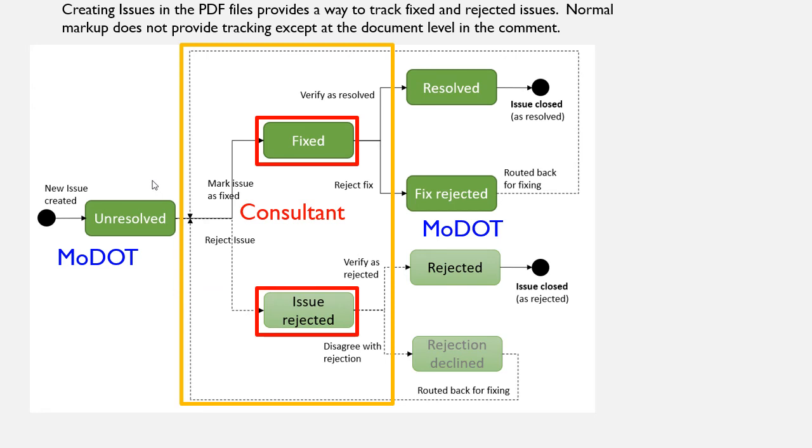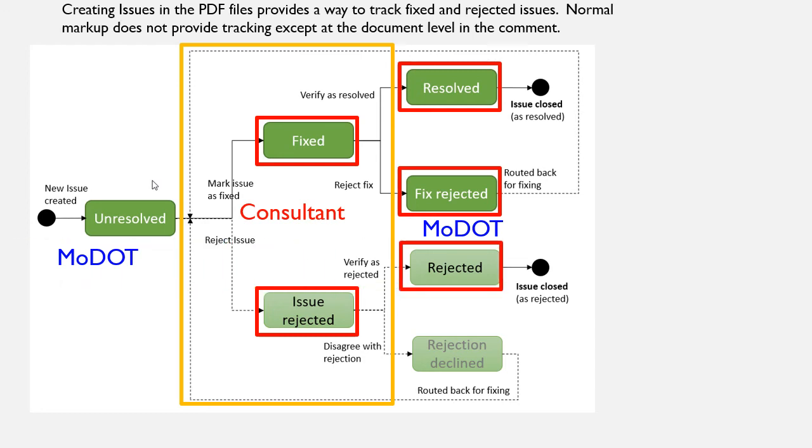When MoDOT receives the reply, there are 4 possible responses. If the issue was marked fixed, MoDOT can concur and change the state of the issue to resolved and close the issue. If the issue was marked fixed and MoDOT finds a problem, the state of the issue will be fixed rejected. If the issue was rejected by the consultant, MoDOT can agree and change the state to rejected and close the issue. If the issue was rejected by the consultant, MoDOT can disagree and change the state to rejection declined.